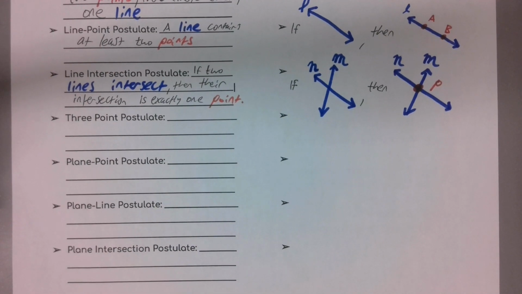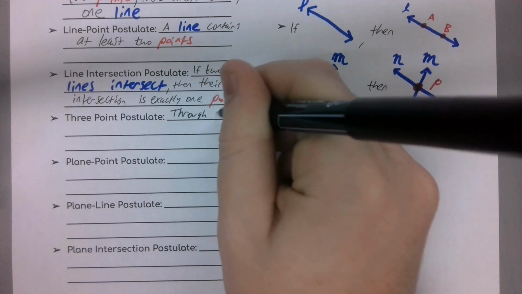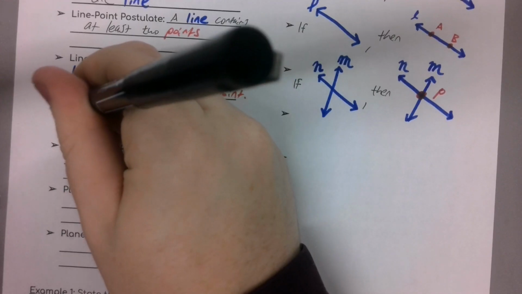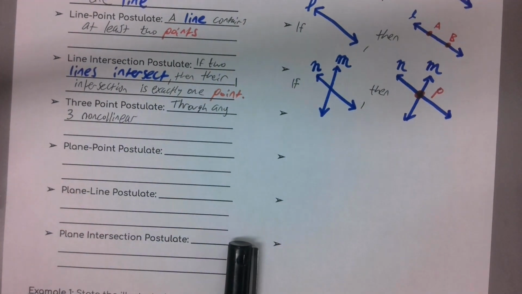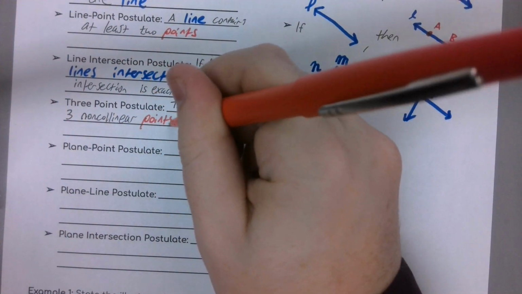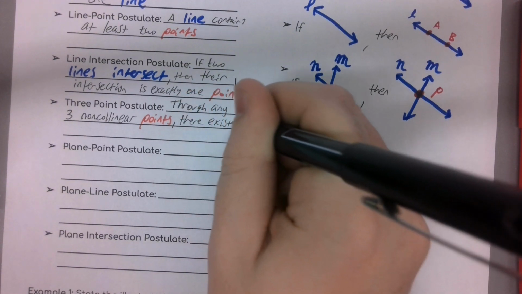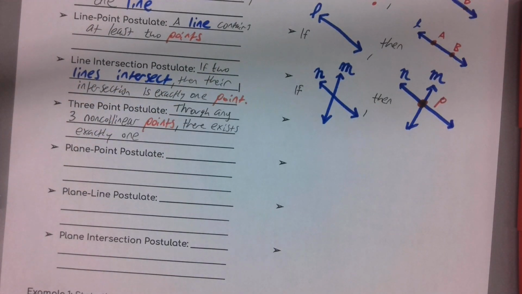The 3-point postulate is where we start going into the second dimension. When I say going into the second dimension, I mean we are dealing with planes. So the 3-point postulate is through any three non-collinear points there exists exactly one plane.